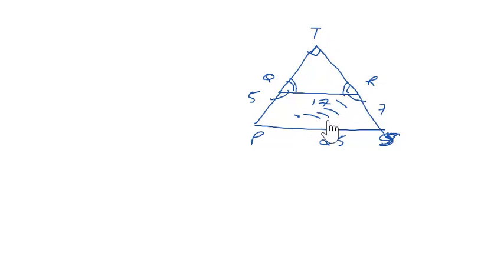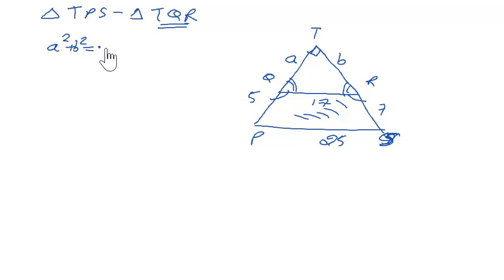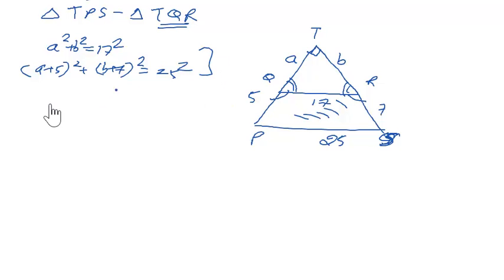So the area of this part can be found by subtracting the area of triangle TQR from the area of triangle TPS, right? Now let me take TQ as A and TR as B. So applying Pythagoras theorem in this triangle, I can say that A square plus B square is equal to 17 square. Similarly, applying Pythagoras theorem in this triangle, I can get that (A plus 5) whole square plus (B plus 7) whole square is equal to 25 square. Correct? Solving these two by substituting the triplets, you can get the value of A to be 15 and B is equal to 8. Fine.